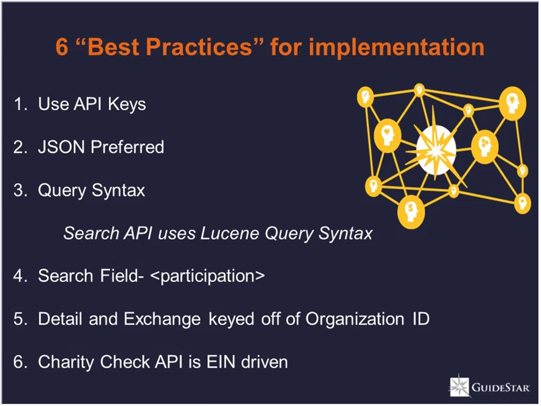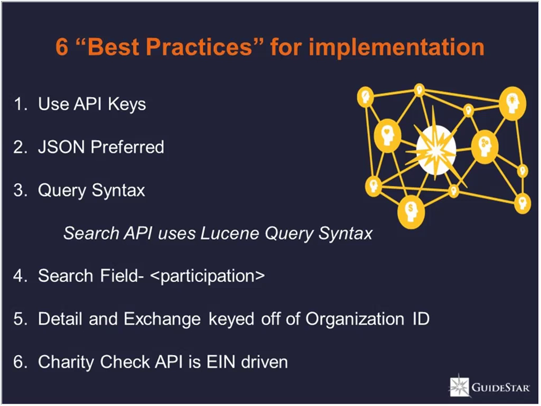The next two bullets actually have to do with what we would call, I'm going to throw up air quotes even though you can't see them, we're on the phone, content APIs. Detail, Exchange, and Charity Check are key value stores. Detail and Exchange are keyed off of an organization ID. It's just a generic ID that we assign people. So you're going to do a search, get your search results back. In that search results will be your organization ID.